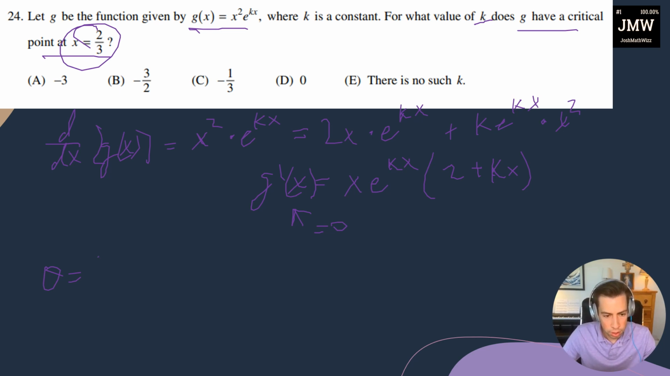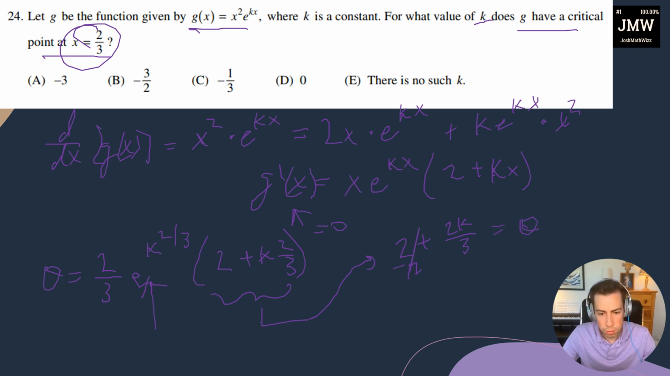So I'll just plug in 2/3 anytime I see x. So e to the k times 2/3, and then multiplied by 2 plus k times 2/3. All right, now if we look at this, the only way I can get 0 is from this part of the equation, right? This is never going to go to 0, and since I multiplied by something else, I need the half of it that is going to go to 0. So I'll just deal with that half of it. So it's going to be 2 plus 2k divided by 3, and that is going to be equal to 0.